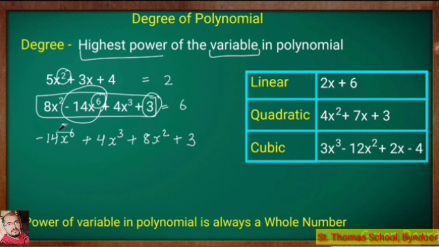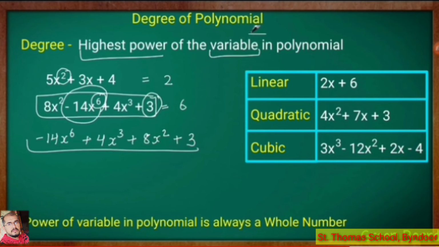Okay, so then minus 14x to the power of 6 is there. With the minus sign also we have to write that, it's compulsory. Then here plus means plus. Okay, so it's a plus sign. There is no sign here, so what sign is remaining? Plus sign is remaining. So this is our standard form.